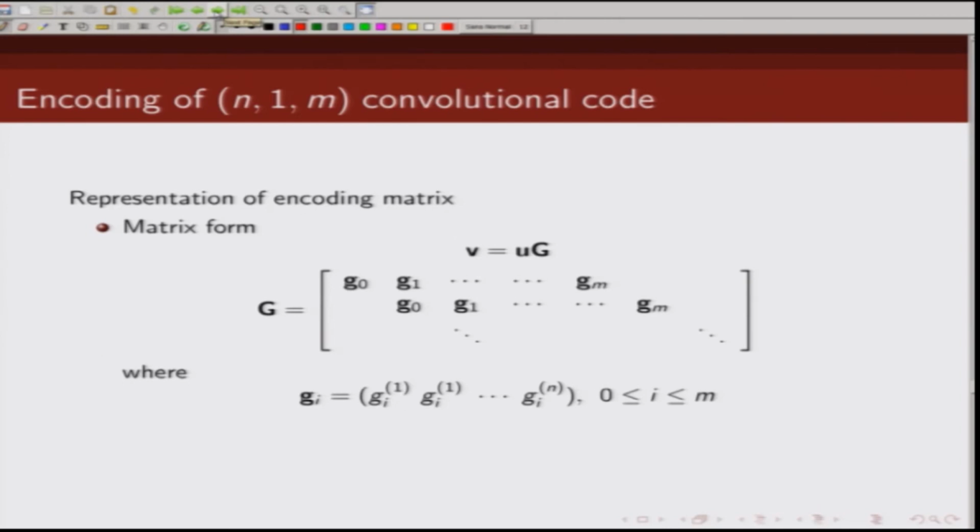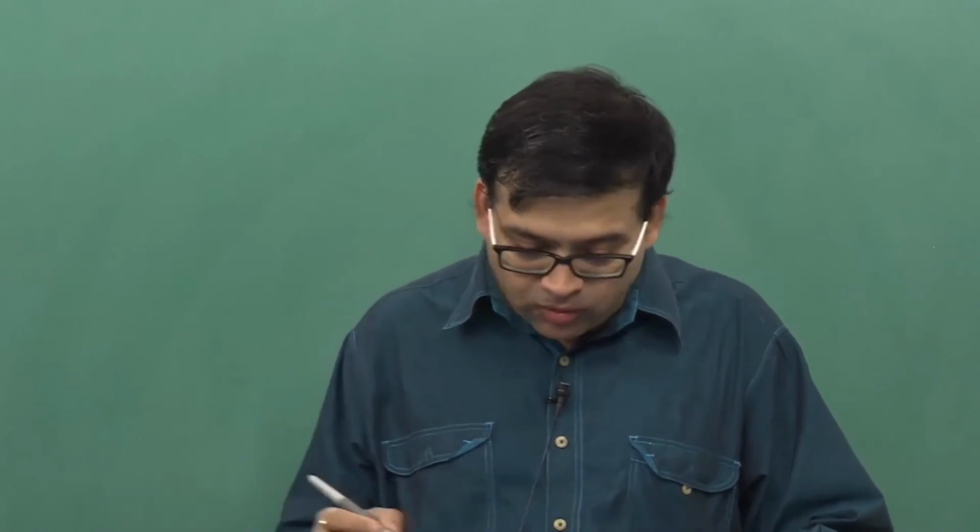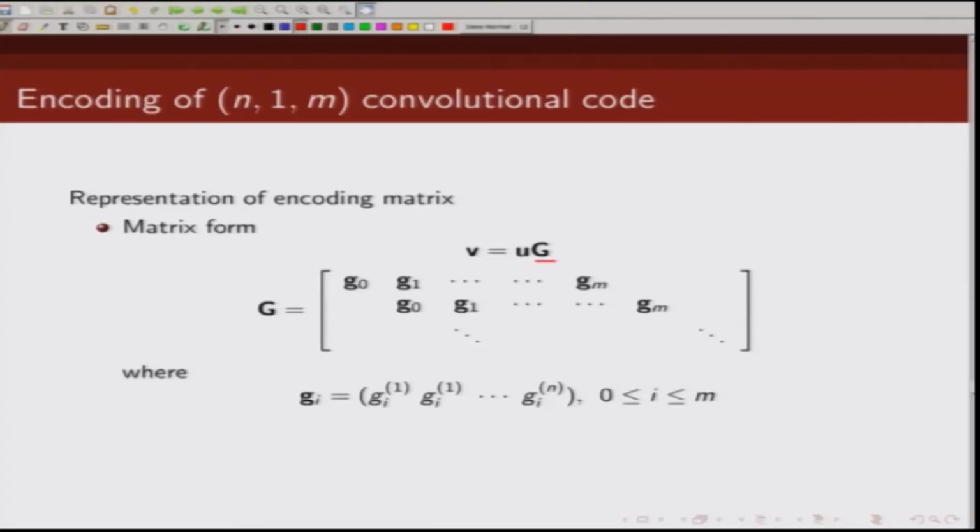Now, the same thing I can write in a matrix form. So, I define this generator matrix G, which generates this code word. So, the output code word can be written as the input times this generator matrix G, okay. And this generator matrix is of the form like this.